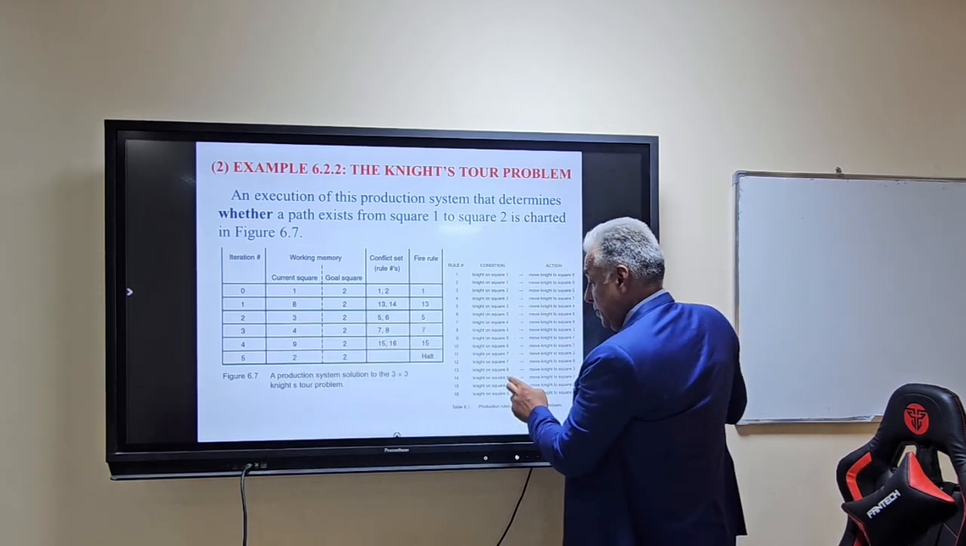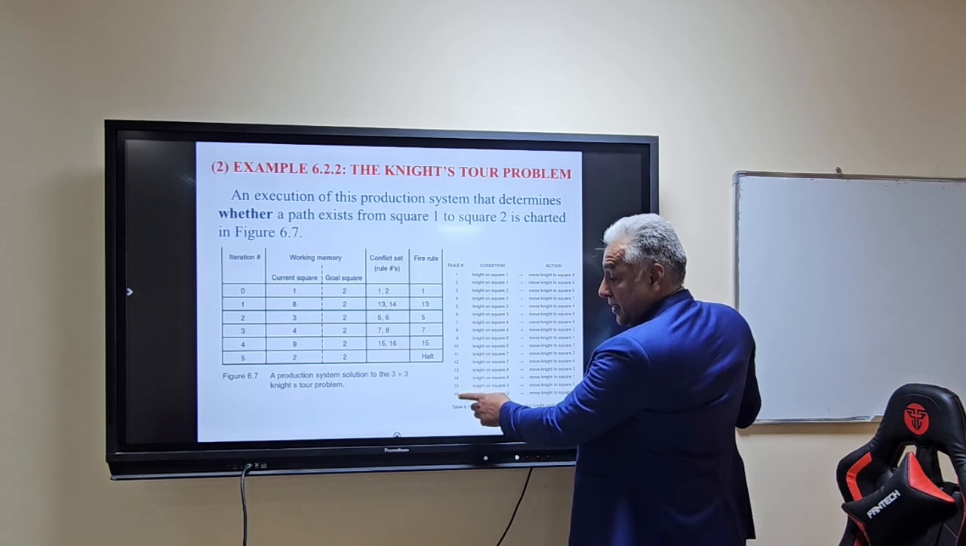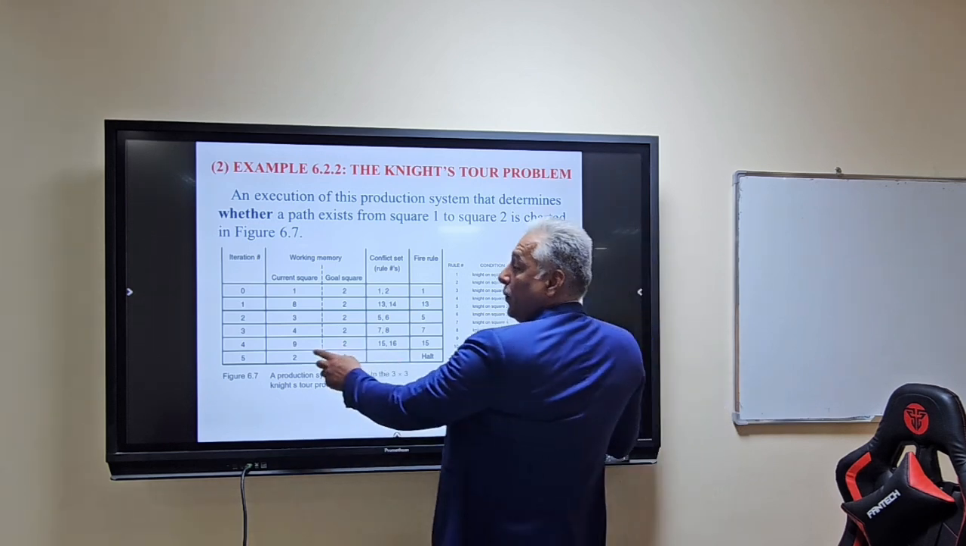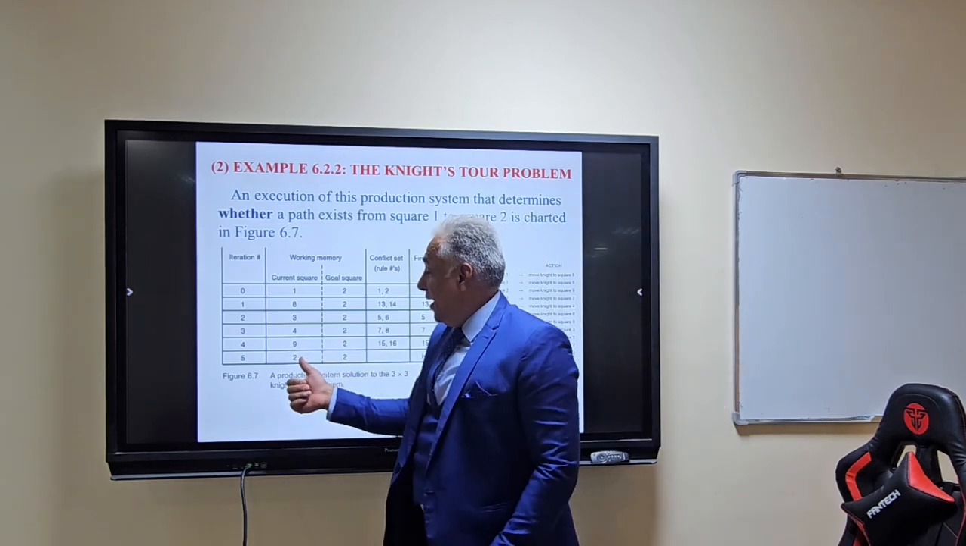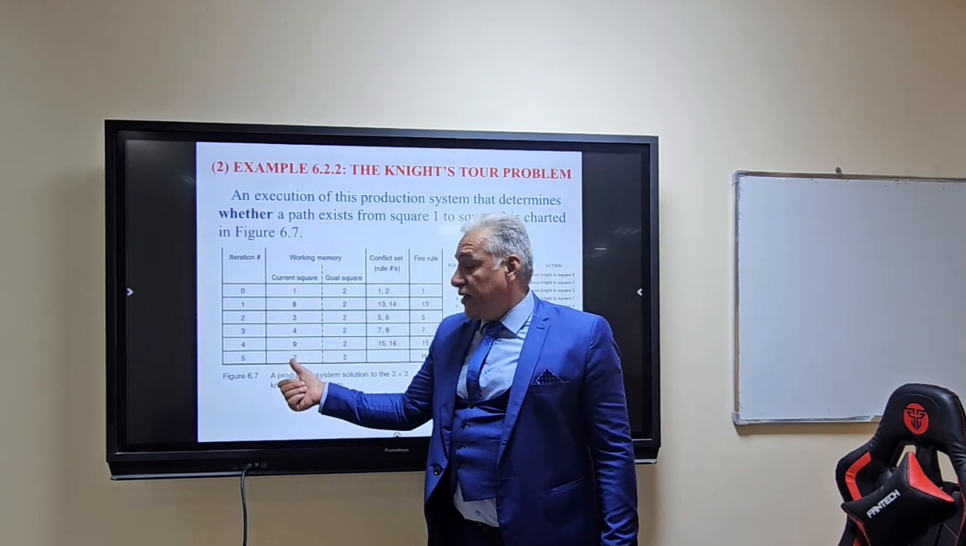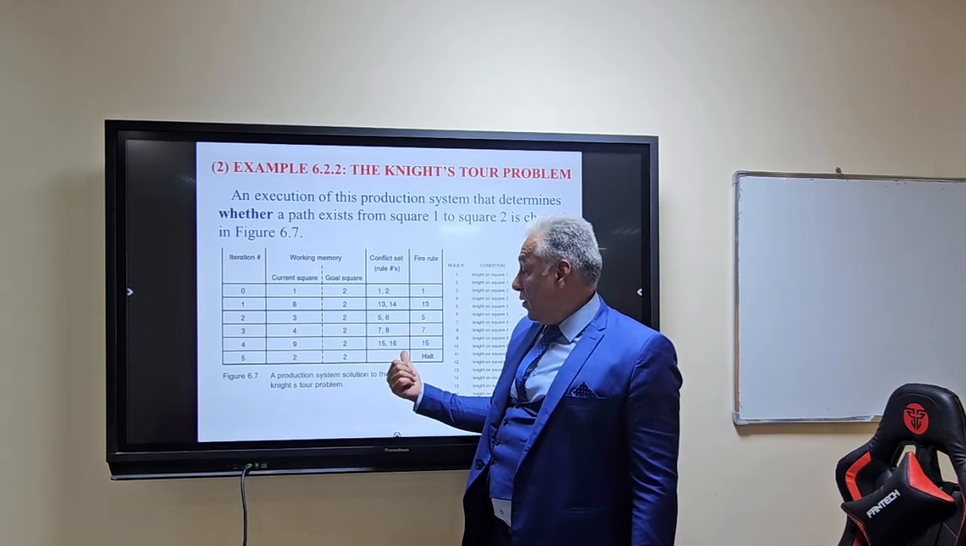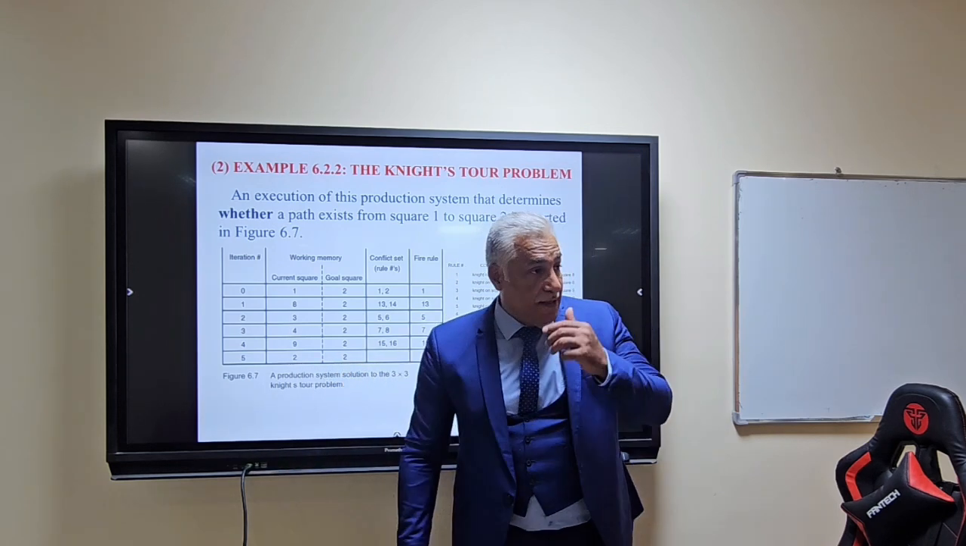Now 9 is in rules 15 and 16. I will select 15, which will move the knight to square 2. Now the current square equals the goal square, and the process halts.